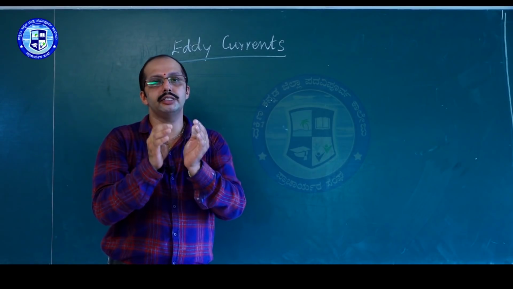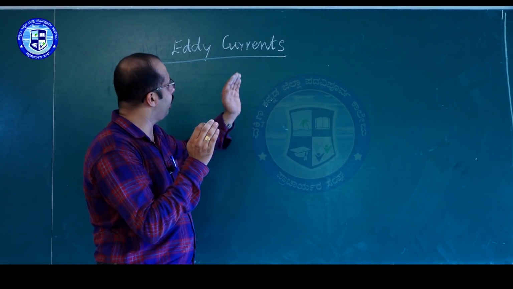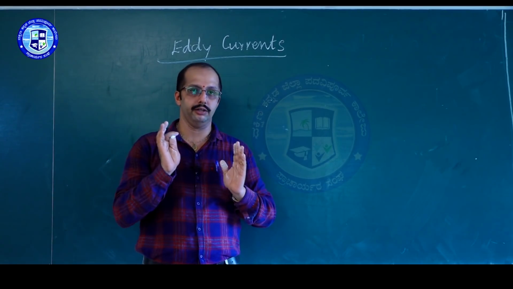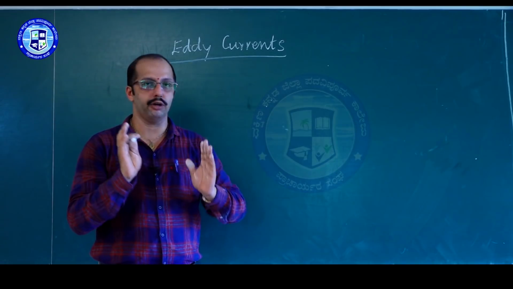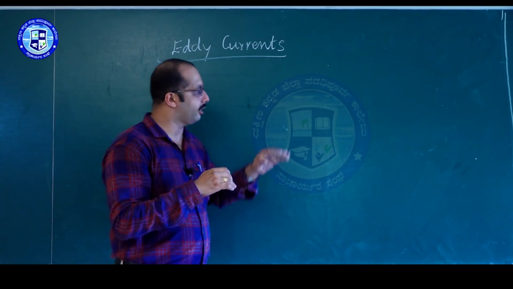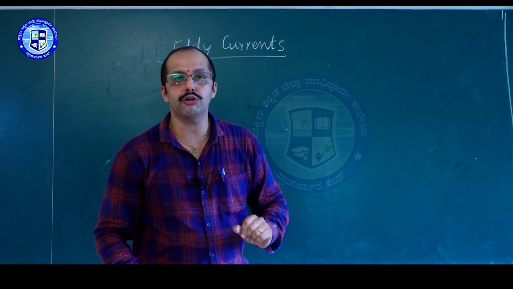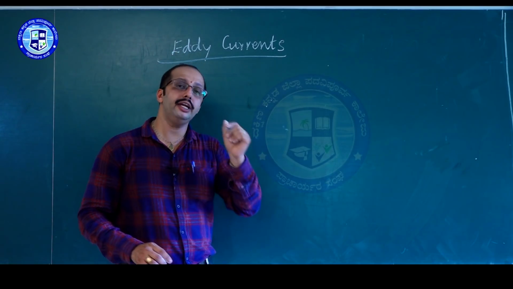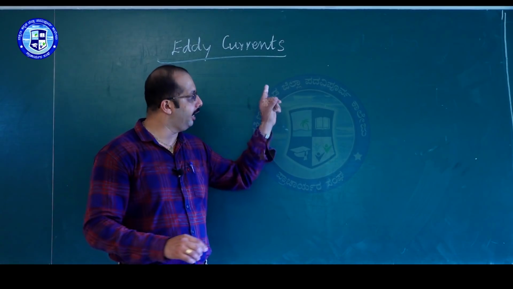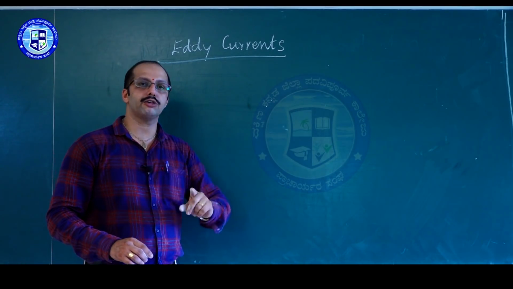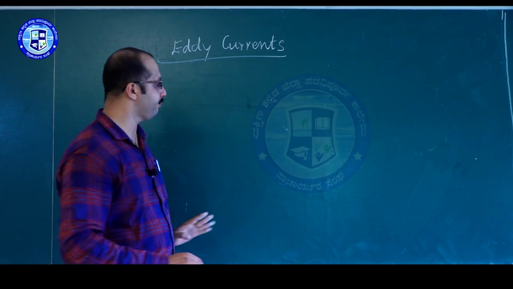The current induced in the bulk pieces resembles eddies in water in a tank or a pond or a well. So that current is called eddy current. This eddy current is also called Foucault current. Why is it called Foucault current? Because these eddy currents were first discovered by the scientist Foucault. So it is called Foucault current also.